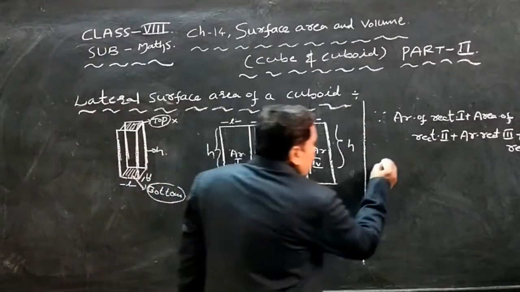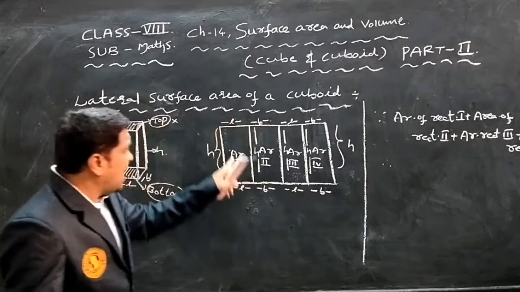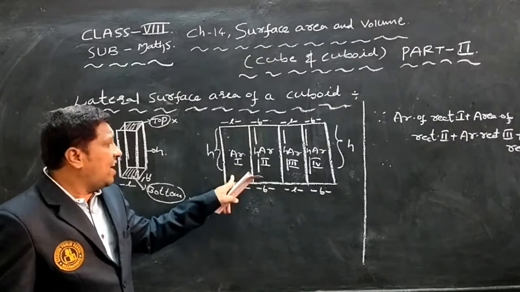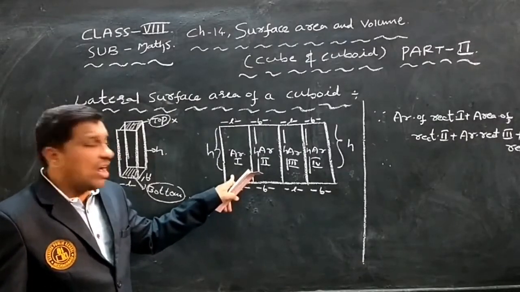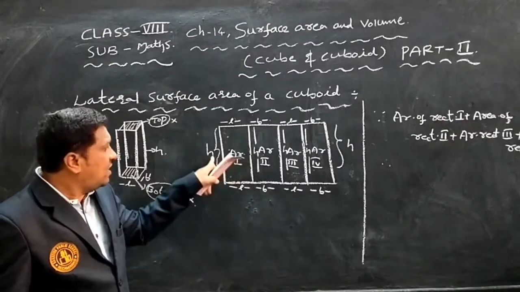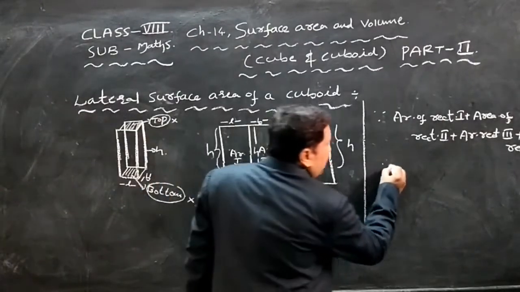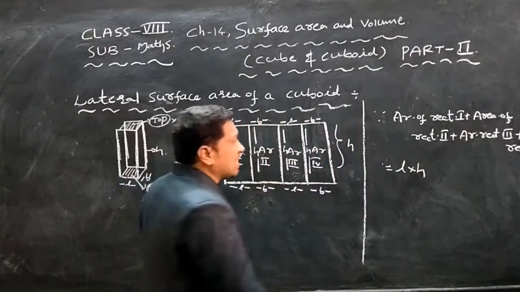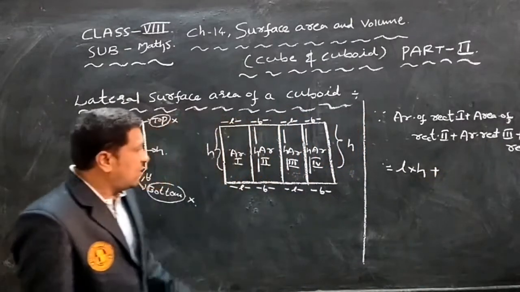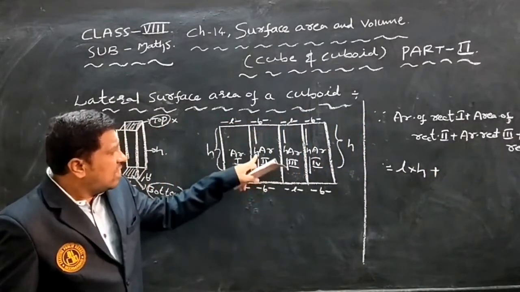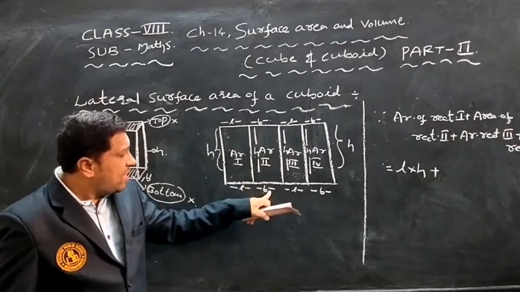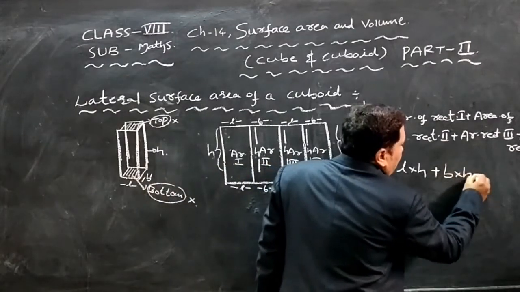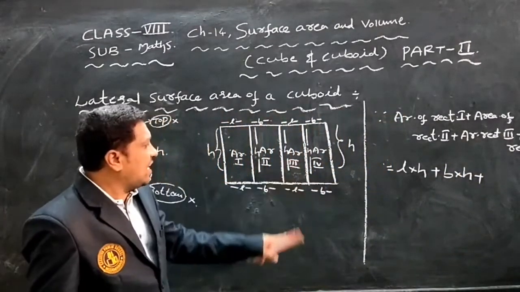So this is area 1, the shape of a rectangle. What is the area of a rectangle? Length into breadth. What is the length here? L into H. This is the first rectangle area. What about the second rectangle area? Again length into breadth. Here one side is B and the other side is H, so B into H. Plus, what about the area of the third rectangle? L into H.